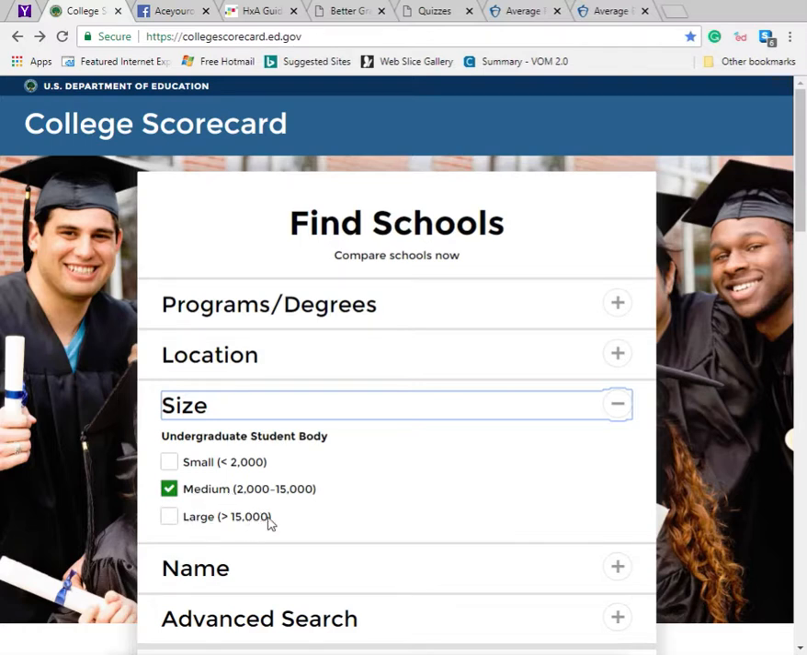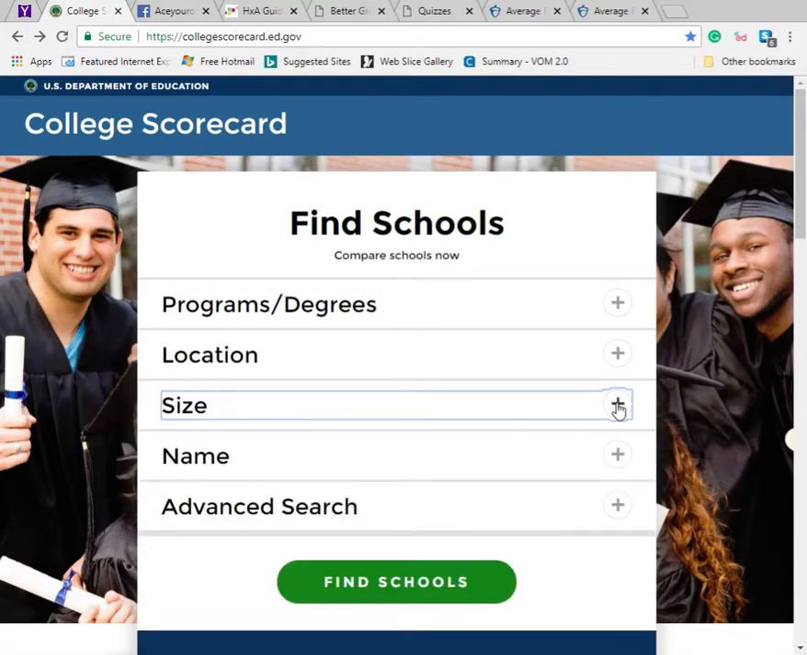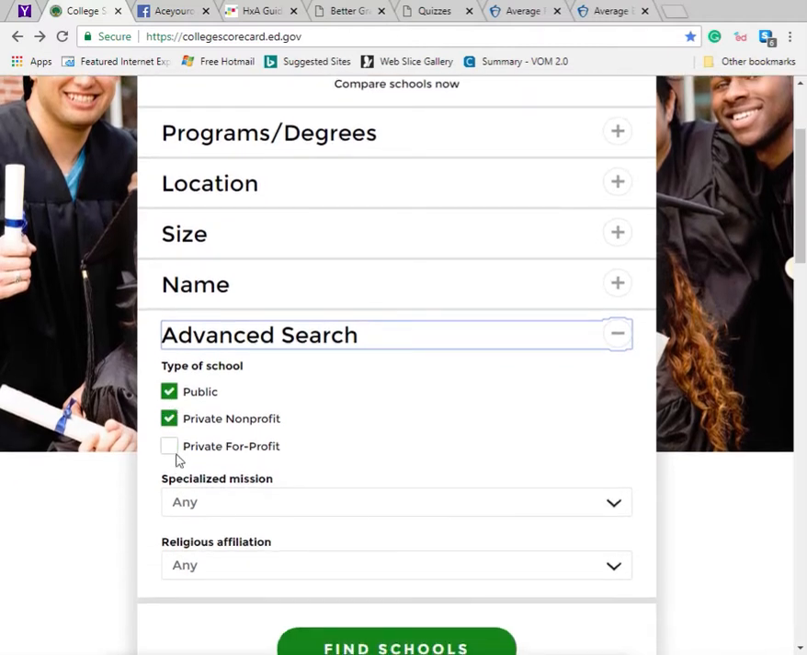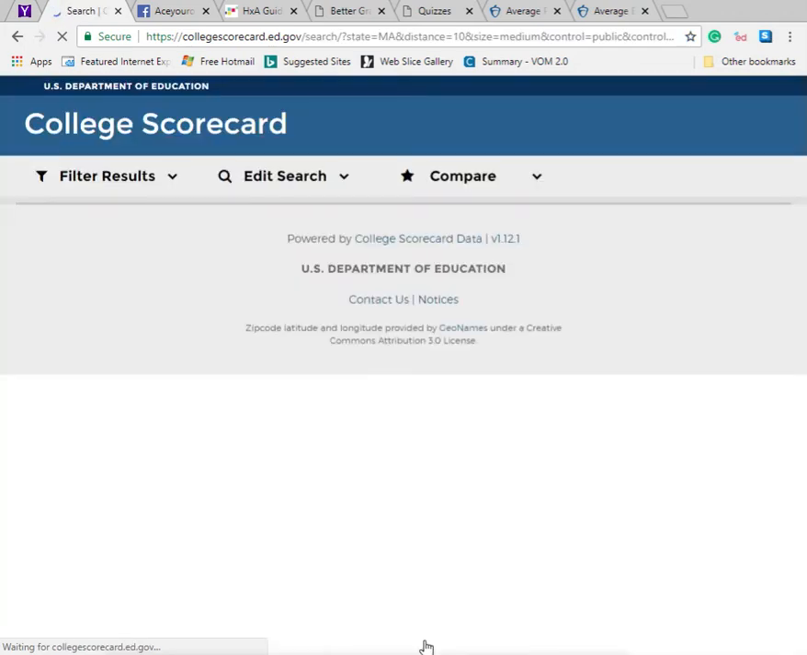Medium and large institutions are going to have more people from your country and more people who speak your native language. You don't want a particular name. You do want to pick some of the advanced search options. So you don't want a private for-profit school. So you want to deselect that. You want a public or a private nonprofit. So those are the two that you want there. And you don't want any specialized mission or religious affiliation. So find the schools, click that.